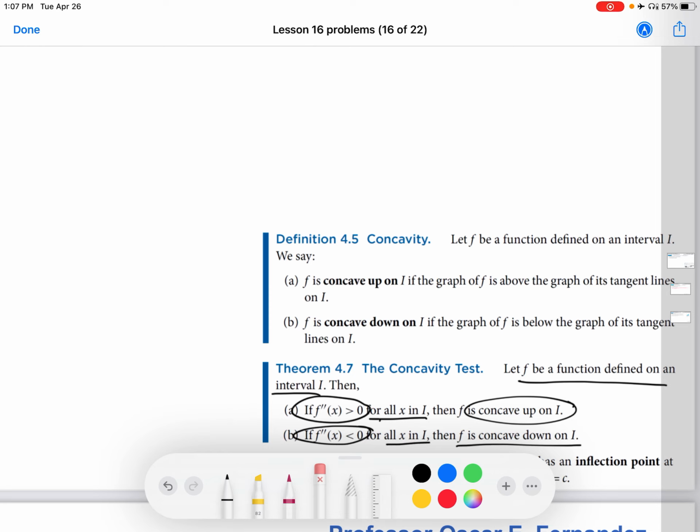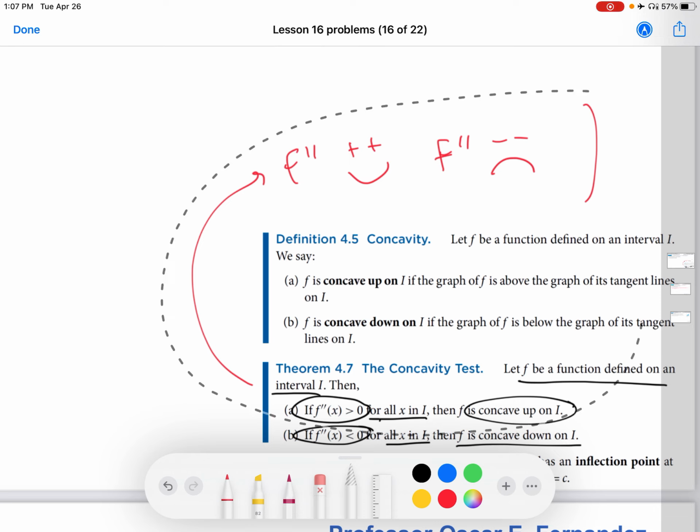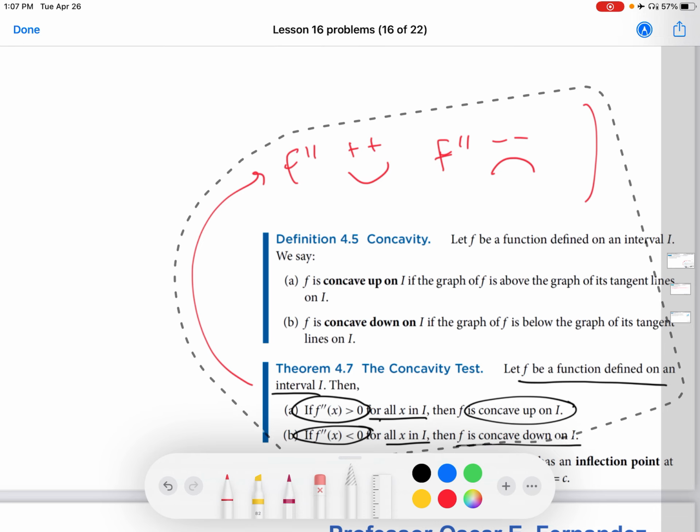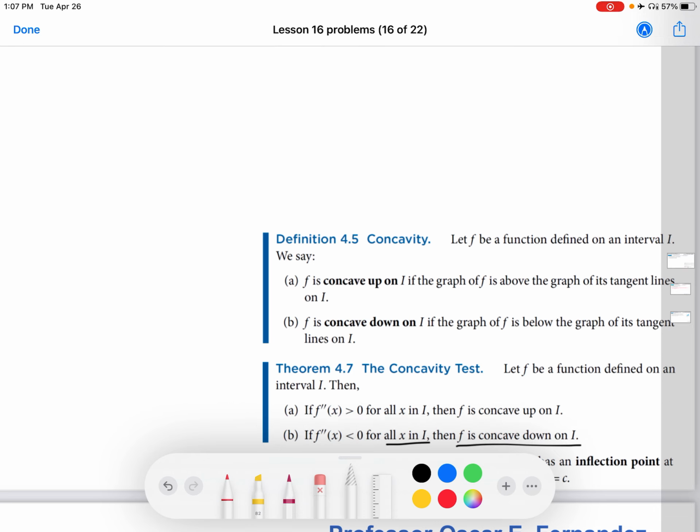So there's a nice little way to remember this theorem, sometimes called the smiley face theorem. If the second derivative is positive, the function is concave up. If the second derivative is negative, the function is concave down, right? So just a nice little visual way to remember that. Okay, so using all that, let's go ahead and do part A of the example. We will come back to inflection points in part B.